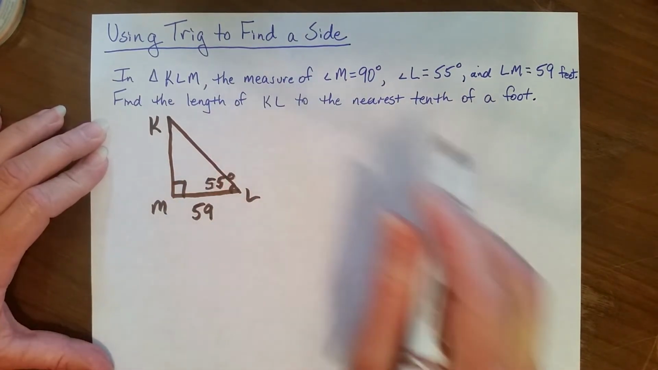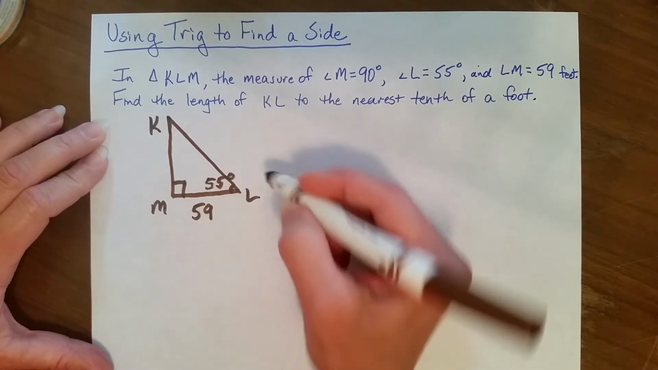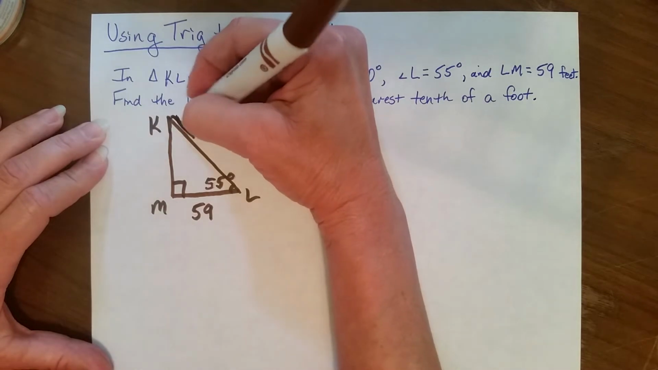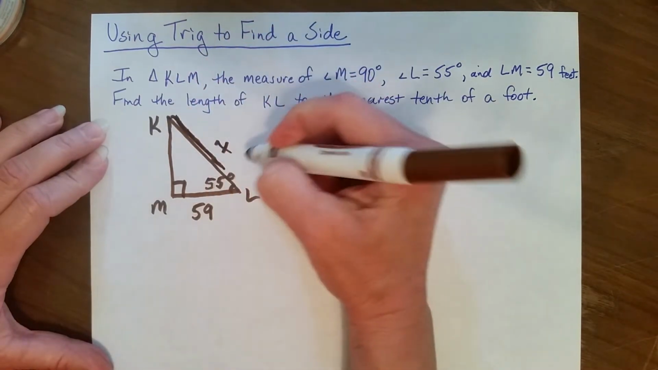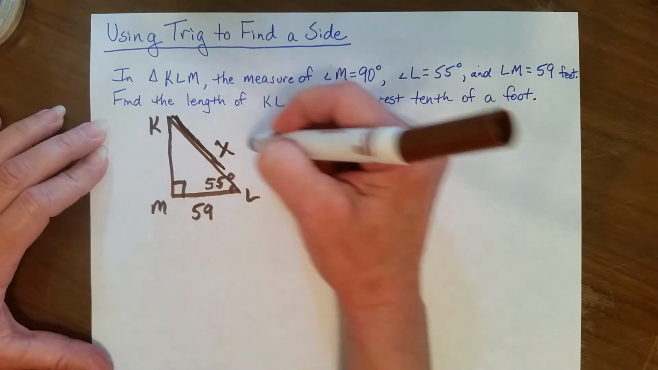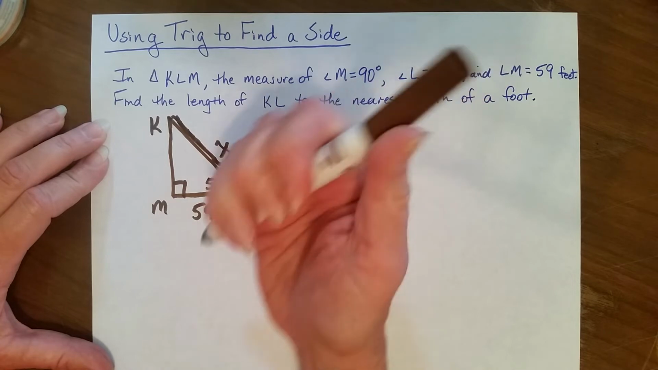Okay. Let's see. We need to find the length of KL to the nearest tenth of a foot. So what's he doing? Okay. He's designating this side as X because he's done a good job. He knows that's what we need to find. So that's X.